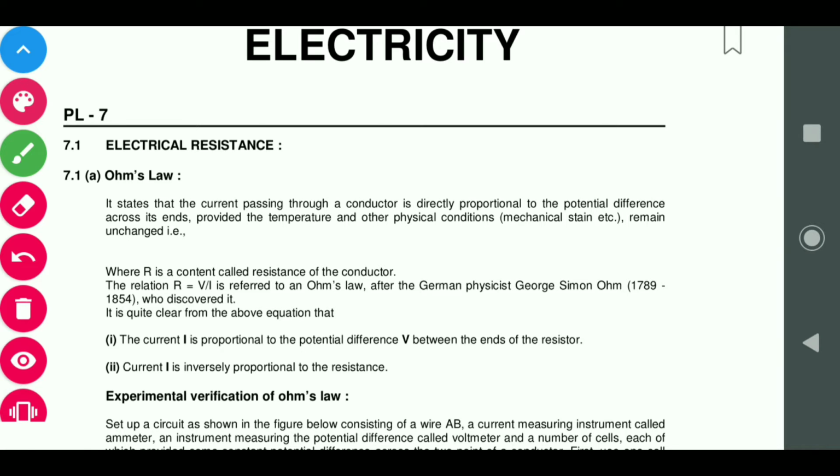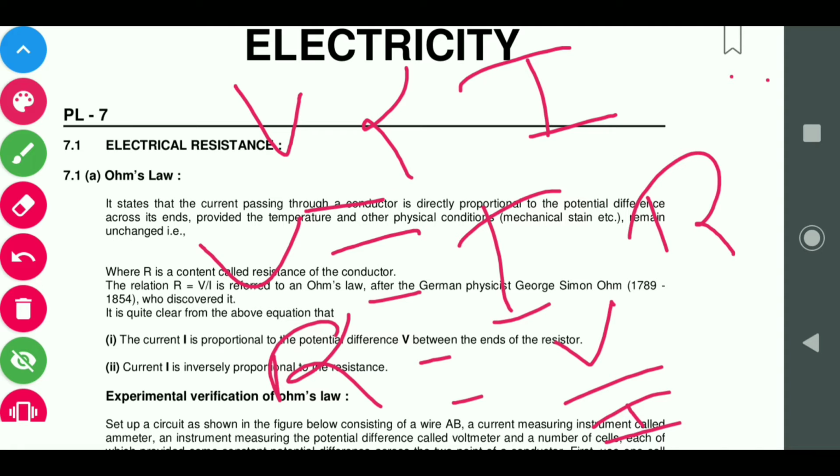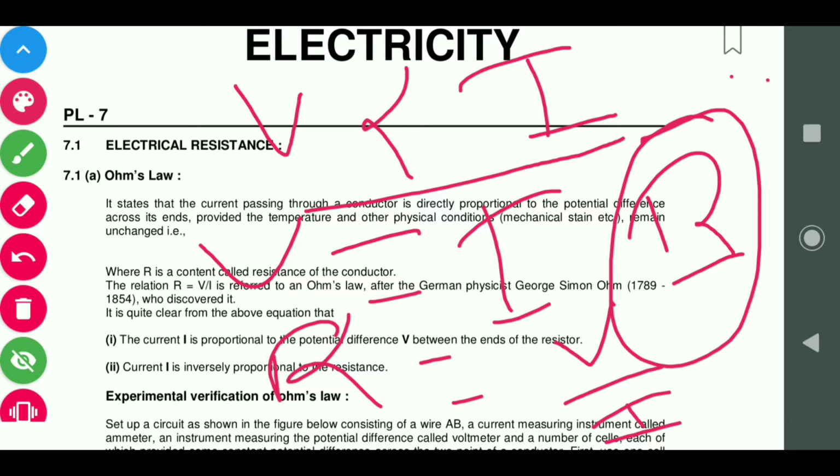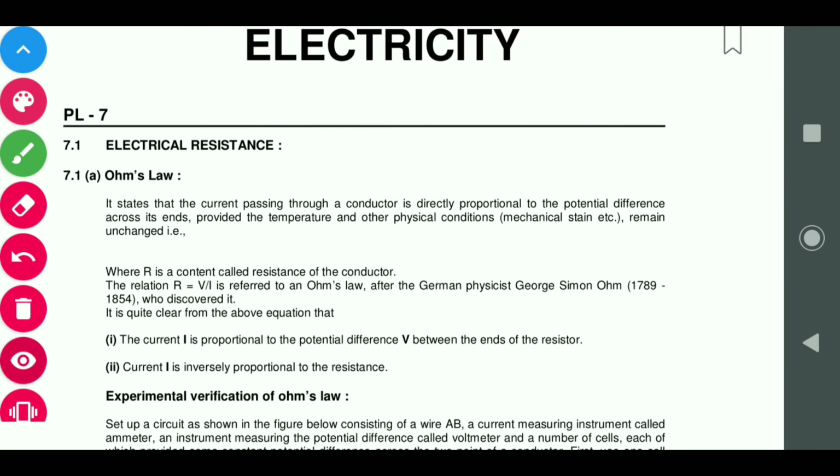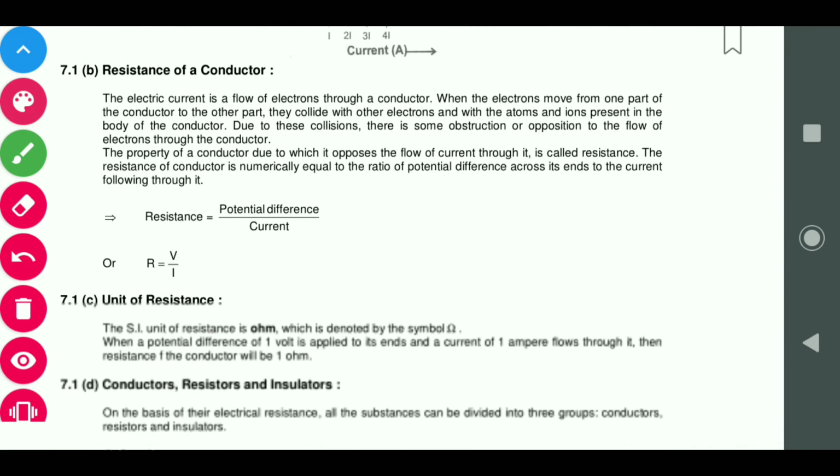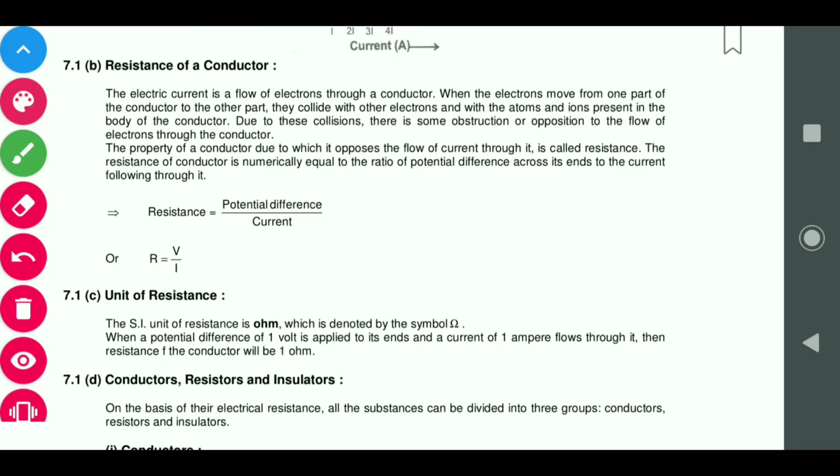We know that V is directly proportional to I. So in order to remove this proportionality symbol, we need to add a constant here. That constant is R. So here R is called resistance. So let's check what this resistance is. Resistance of a conductor is the obstruction that current faces while flowing through a conductor. How does this obstruction come about?